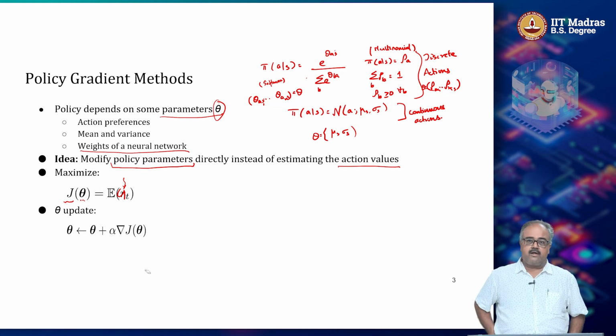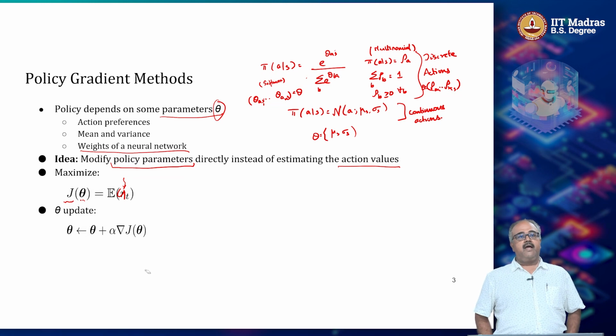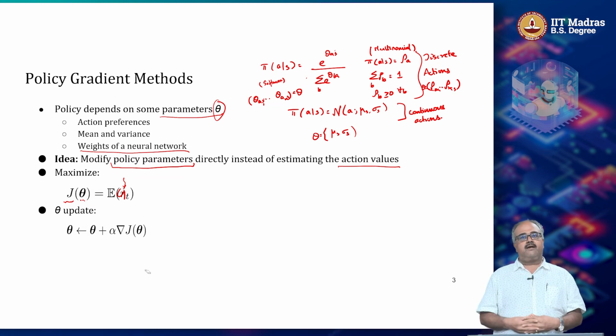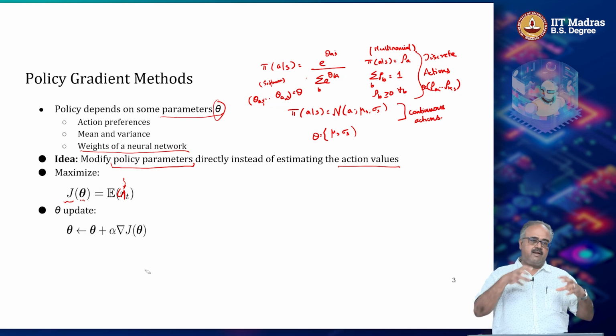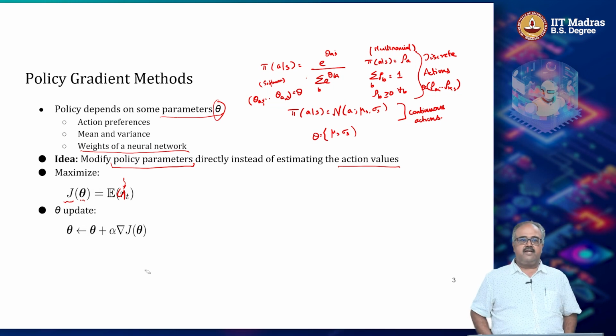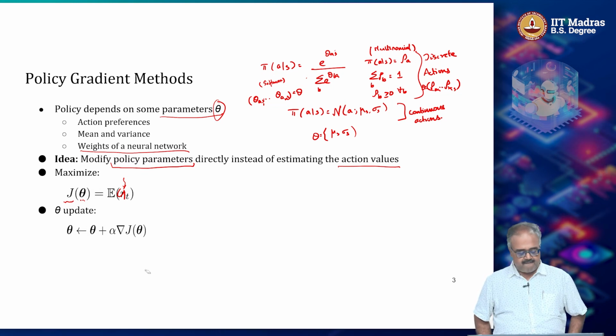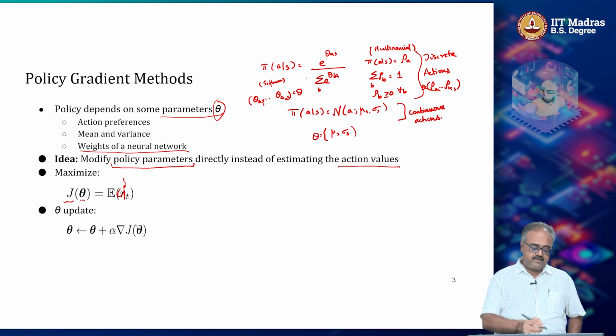So either RT, or you can say expected total reward or expected total return, is what I am going to try and maximize, right. Given the policy pi is fixed, that is in some sense the expected total reward that I am going to get. And then I find the gradient of this J of theta with respect to the policy parameter theta. So what does this mean?